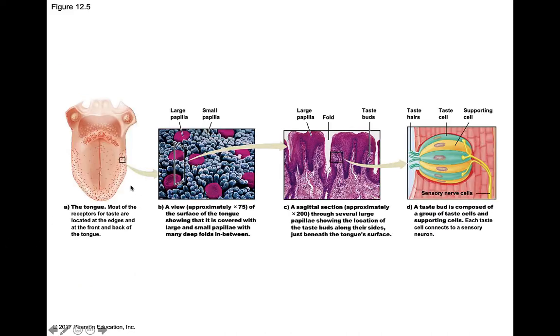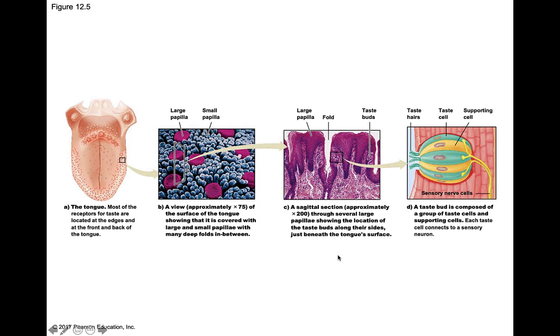Now here, if you look at this series of diagrams, it's working first with the tongue and then going deeper and deeper to what these receptors actually look like. And once again, they're chemoreceptors. So here we can see the scattered overall sensation. Here we're looking at the surface of the tongue, and we see that it's covered with these large and small papilla with many deep folds in between.